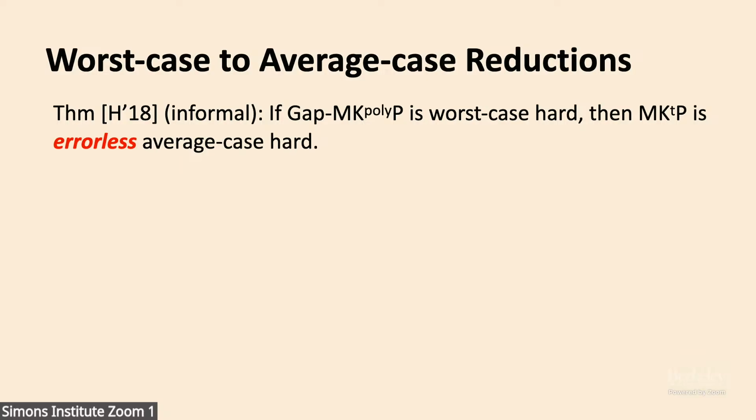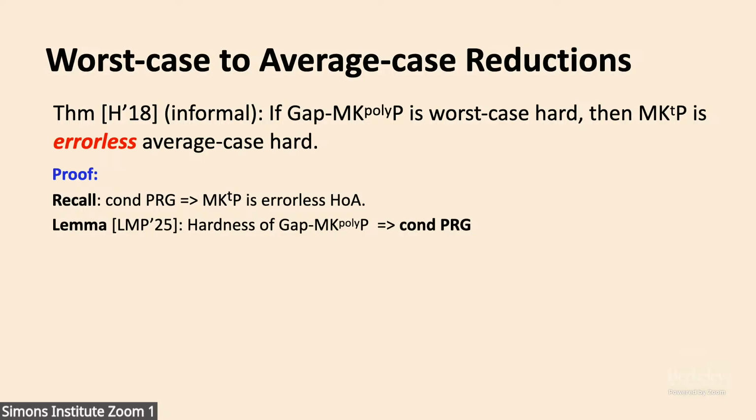Conditional PRG. Okay, Abhishek is right. If you get a conditional PRG, then we have errorless average case hardness. So if we want to prove this result, the only thing we need to do is to construct a conditional PRG. We saw already that auxiliary input one-way functions imply conditional PRGs.